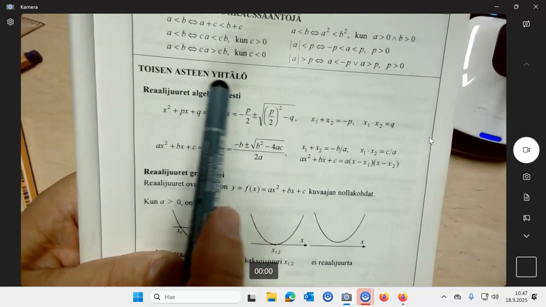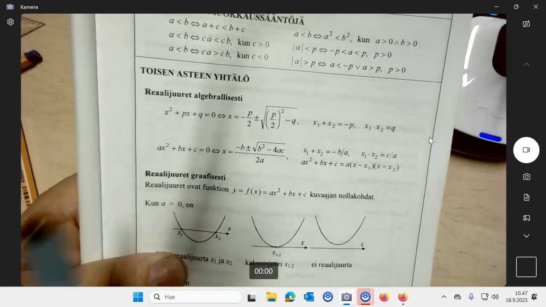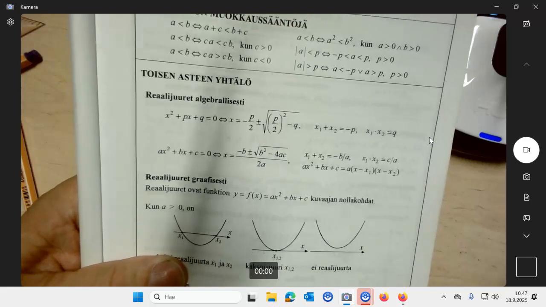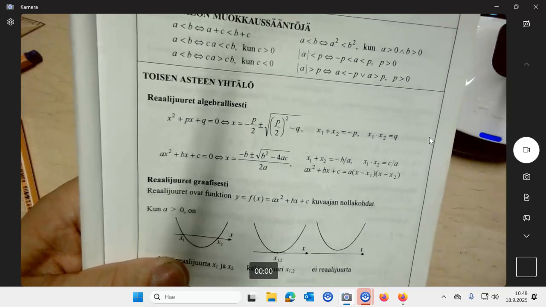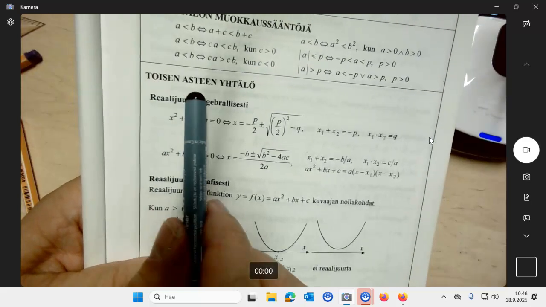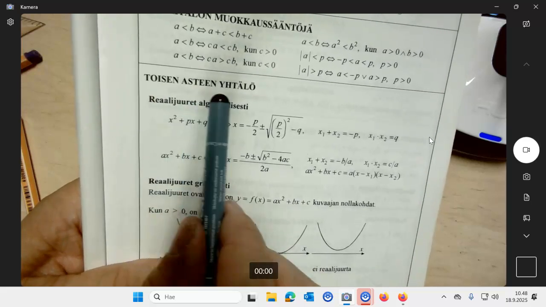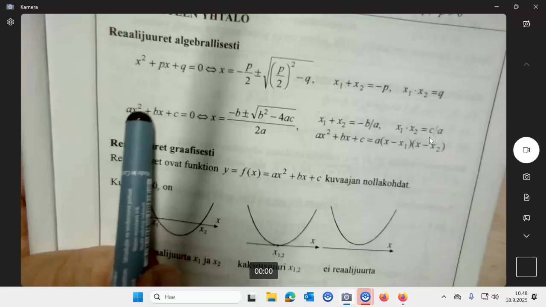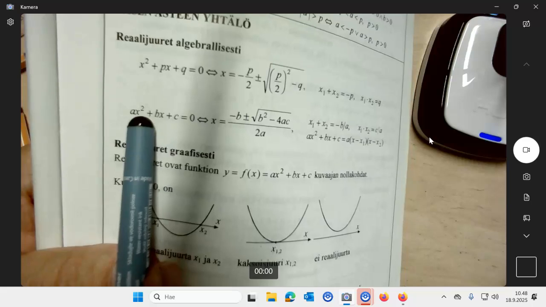toisen asteen yhtälö. Yhtälö is equation, aste is degree. It doesn't mean the angle here, but the degree in other meaning. And toisen means the second. The second order, it should probably be translated in English as the second order equation. It means the equation where there is an exponent or power of 2 in the unknown.